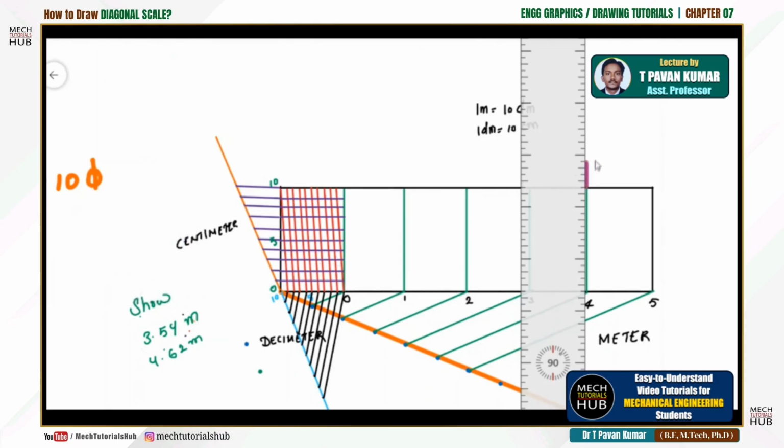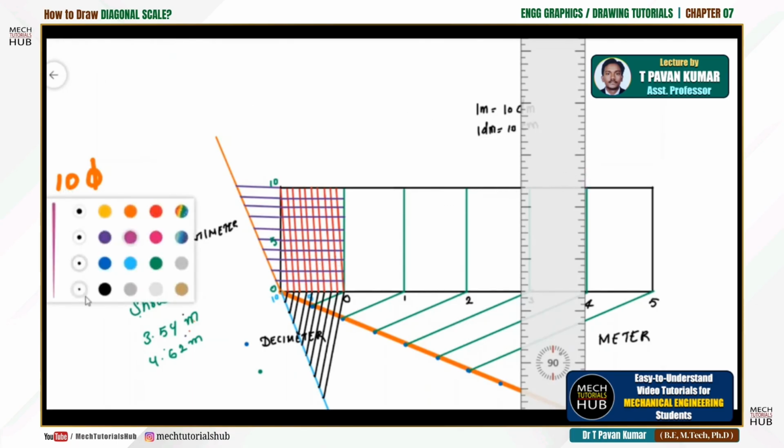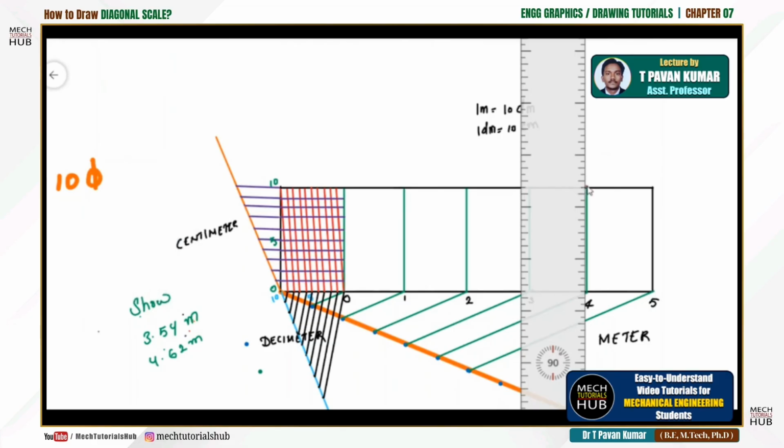Let me consider a different color. One of the legs of the dimension line or extension line on 4th division, because I would like to measure a distance of 4.62 meters. This is fine, and to read 0.62 meters, 0.6 is nothing but decimeter scale, so I need to go up to 6 divisions.